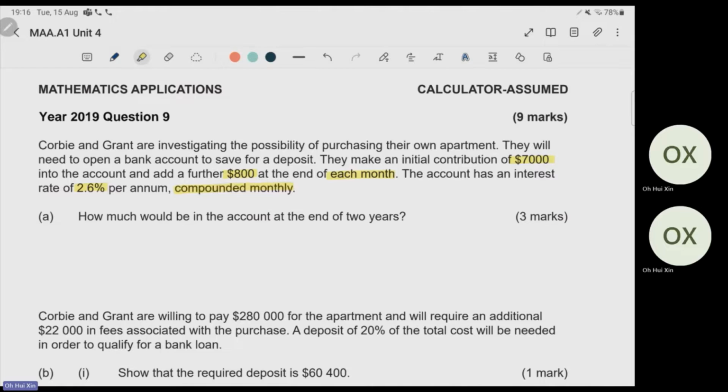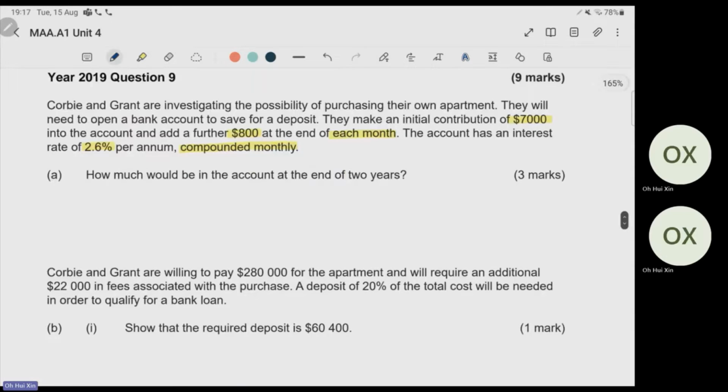Okay, so in this case, you are talking about the situation where you are going to earn interest every month, and at the same time, at the end of each month, you are going to deposit a further 800. So how much would that be in the account at the end of the 2 years? For this question, if the question didn't ask for recursive rule, then I highly encourage you to just go for finance solver. But if you think that you are more familiar with recursive rule, then you can go ahead. But like I said, I still much encourage you to go for finance solver if the question didn't ask anything about recursive rule.